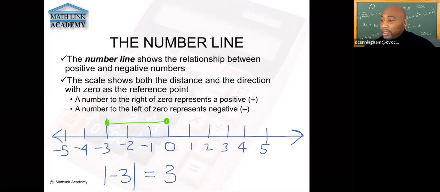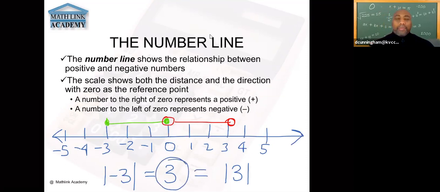Now, if I say, what's the absolute value of +3? It just means from 0 to wherever that number is. That's what we put in the bars. In this case, it would be from 0 to 3. And all we're doing is looking at the distance. And so the answer for the absolute value of +3 will also be 3. So that's basically what absolute value means, both for the positive and the negative number. It's always going to be a positive number there.